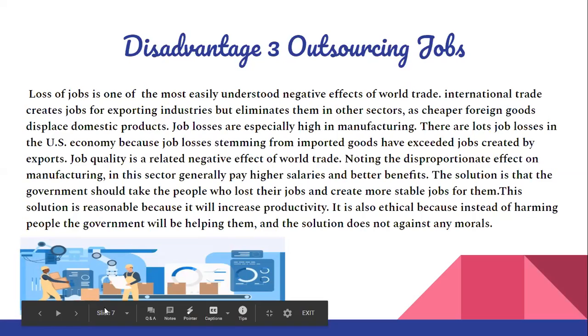The solution is that the government should take the people who lost their jobs and create more stable jobs. This solution is reasonable because it will increase productivity. It is also ethical because instead of harming people, the government will be helping them. And the solution does not go against any morals.